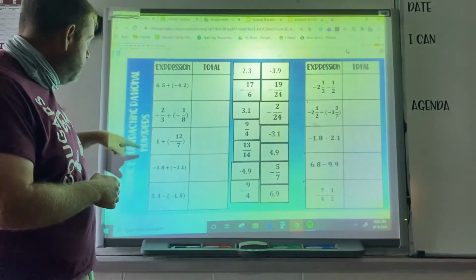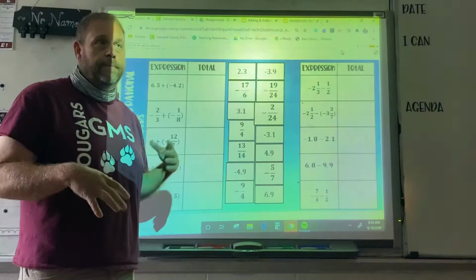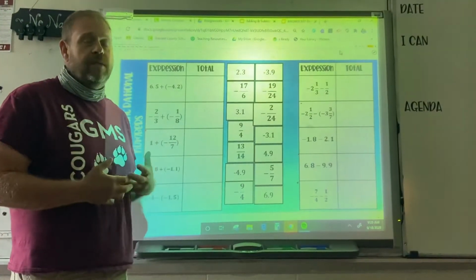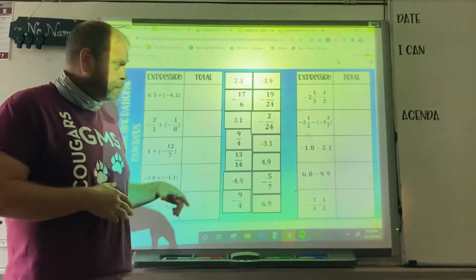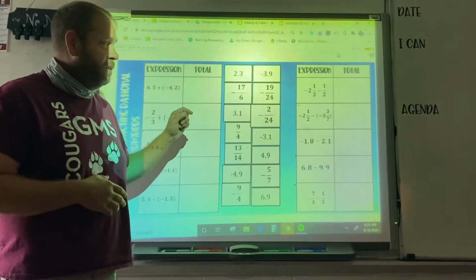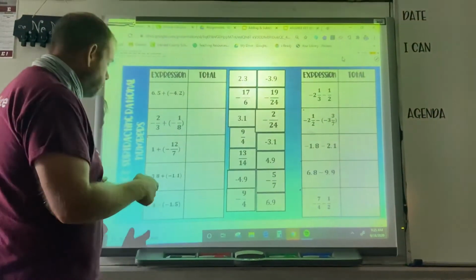I put dots by 5 problems that I'm going to work out because I tried to give you some examples from some different types. Some with decimals, some with mixed numbers, and so on. So if you can listen and follow along and you understand the 5 that I'm doing, you ought to be able to do the other 5 too.